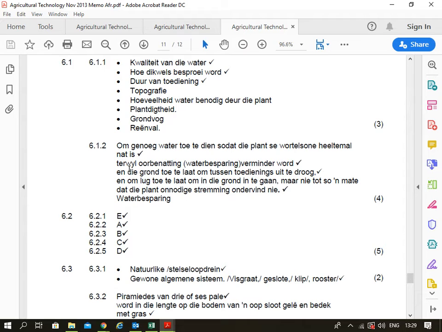So jy kan nie die hele tyd net nat grond hê nie, want dan vrot hy wortels, mos hy vrek op die oor, hy versuip. Yeah, and also the topsoil will be eroded.